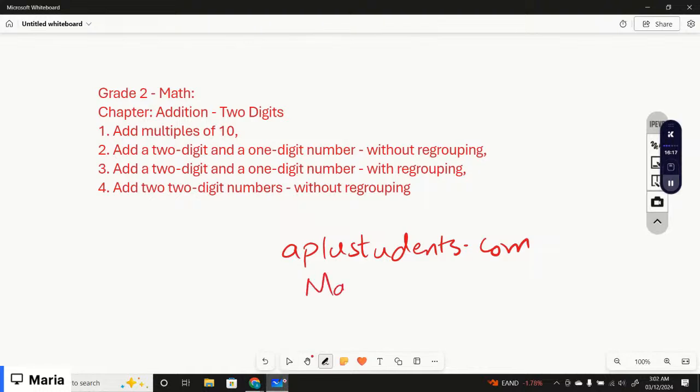Then you have to select math from the subject tab, scroll down to grade 2 math, and then click on view all lessons. There you can find the list of the chapters. We're going to start with the chapter addition two digits. So please make sure you have your notebook and pencil so that you can note down the important examples and definitions as well.